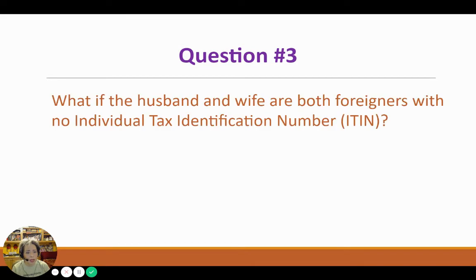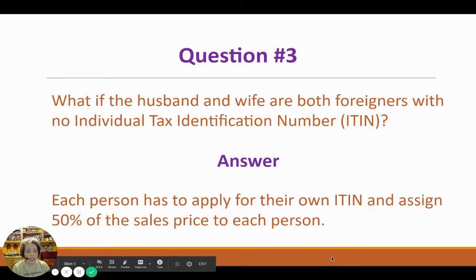Question number 3. What if the husband and wife are both foreigners and they do not have the individual tax identification number? Well, if that's the case, each person has to apply for their own ITIN number, and 50% of the sales price is assigned to each person.